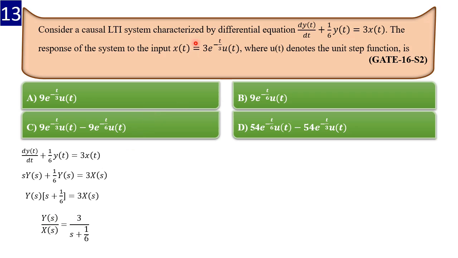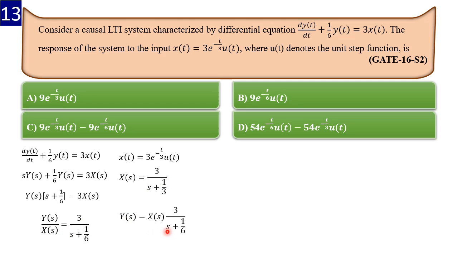So for X(s), x(t) is given as this, and we have to take the Laplace of this. So the Laplace of this will be 3 upon s plus 1 by 3. Now we have to put the value of X(s) in this, and take the inverse Laplace to find y(t), or you can say the response.